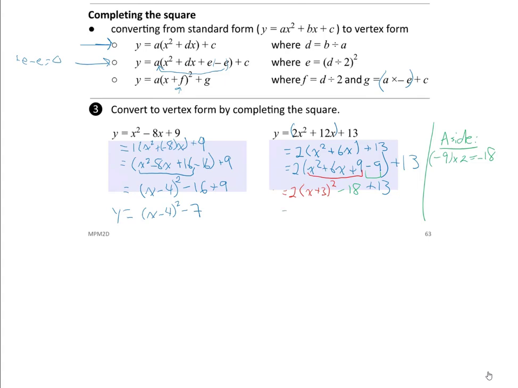And when we simplify, we have 2x plus 3 squared minus 18 plus 13 is just minus 5. Subtract 5. There we go. And that's all there is to it. Hopefully this is starting to get more familiar. We got one more example, and we'll take it slow again.